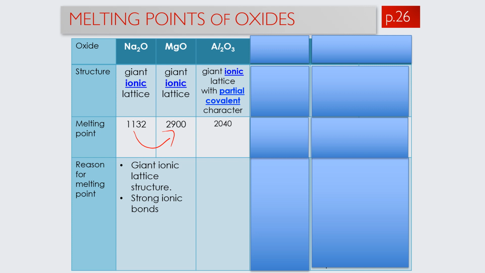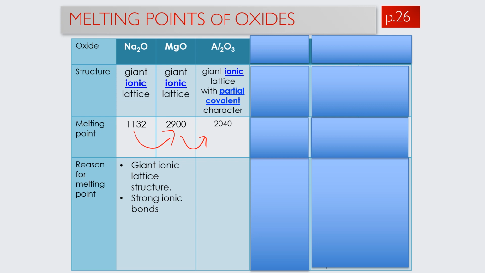However, as we compare magnesium oxide with aluminium oxide, we do note that there's a slight decrease in the melting point of aluminium oxide, and this is due to the increasing covalent character in aluminium oxide. Aluminium oxide has greater covalent character compared to magnesium oxide due to the greater polarizing power of Al3+ cations.